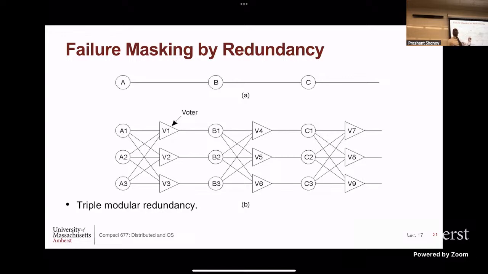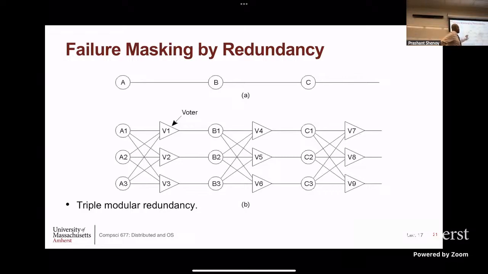But you can't have a single voter. You will see there are three voters here. Why can't you have a single voter? Yes, the voter can fail. Why would we assume that the voter, that's a single point of failure? Because all circuits, anything can go wrong.